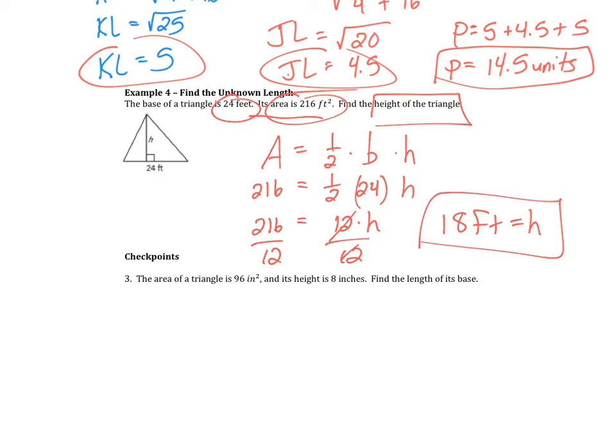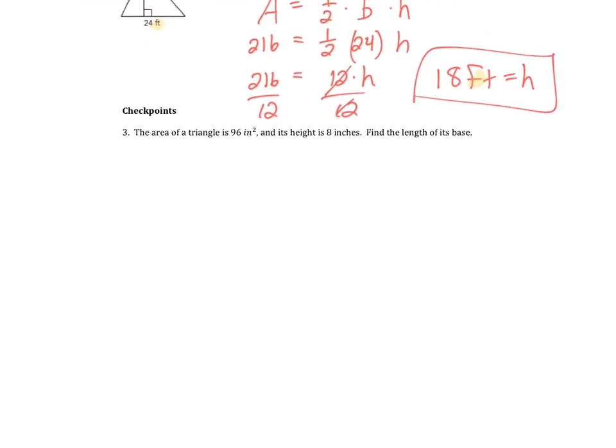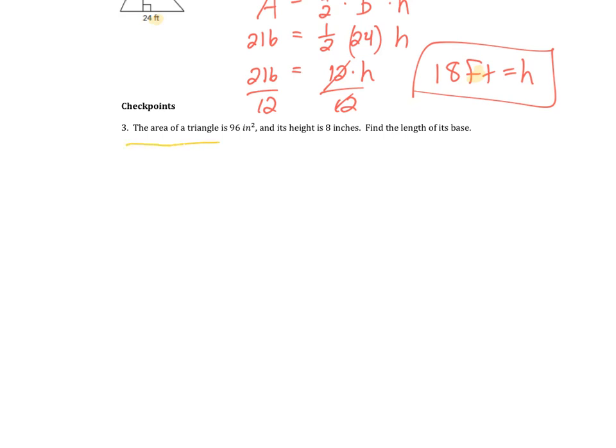And the reason why we pick feet is because that's what was in the problem. It's feet. So sometimes they give you the area and you have to find a height, and that's how we do it. And the checkpoint's the same kind of problem. The area of a triangle is 96 inches squared. The height is 8 inches. Find the length of the base.